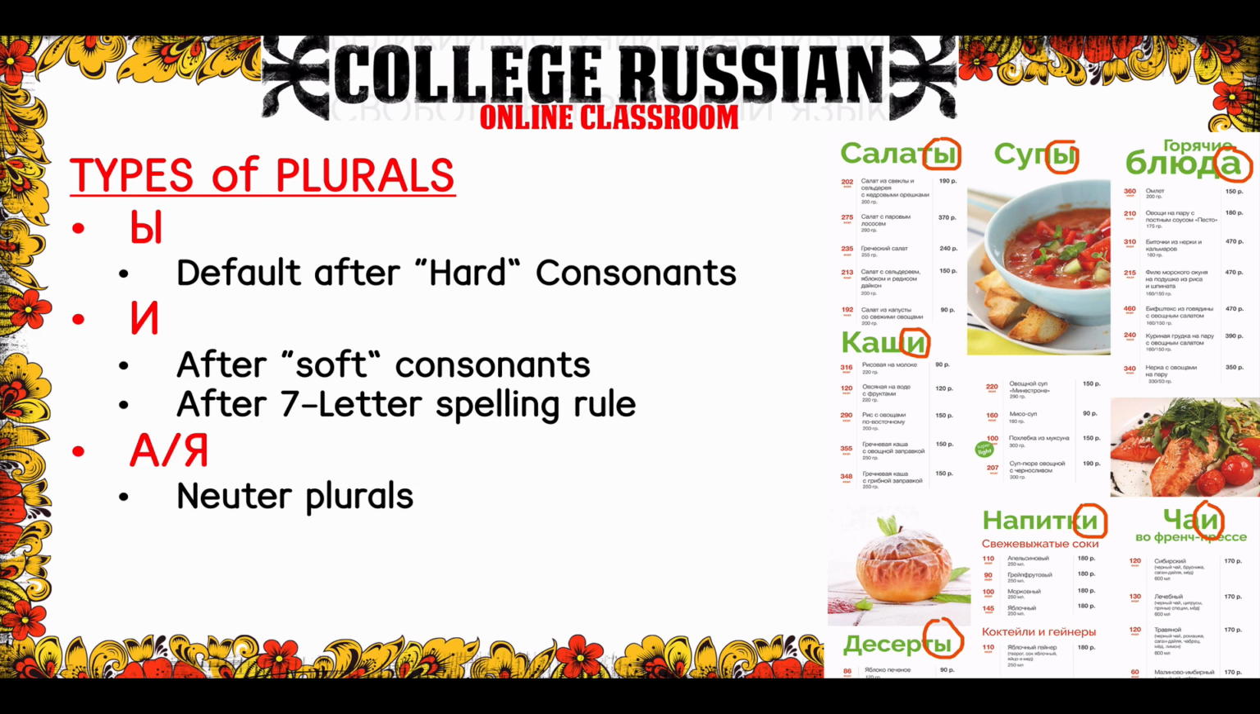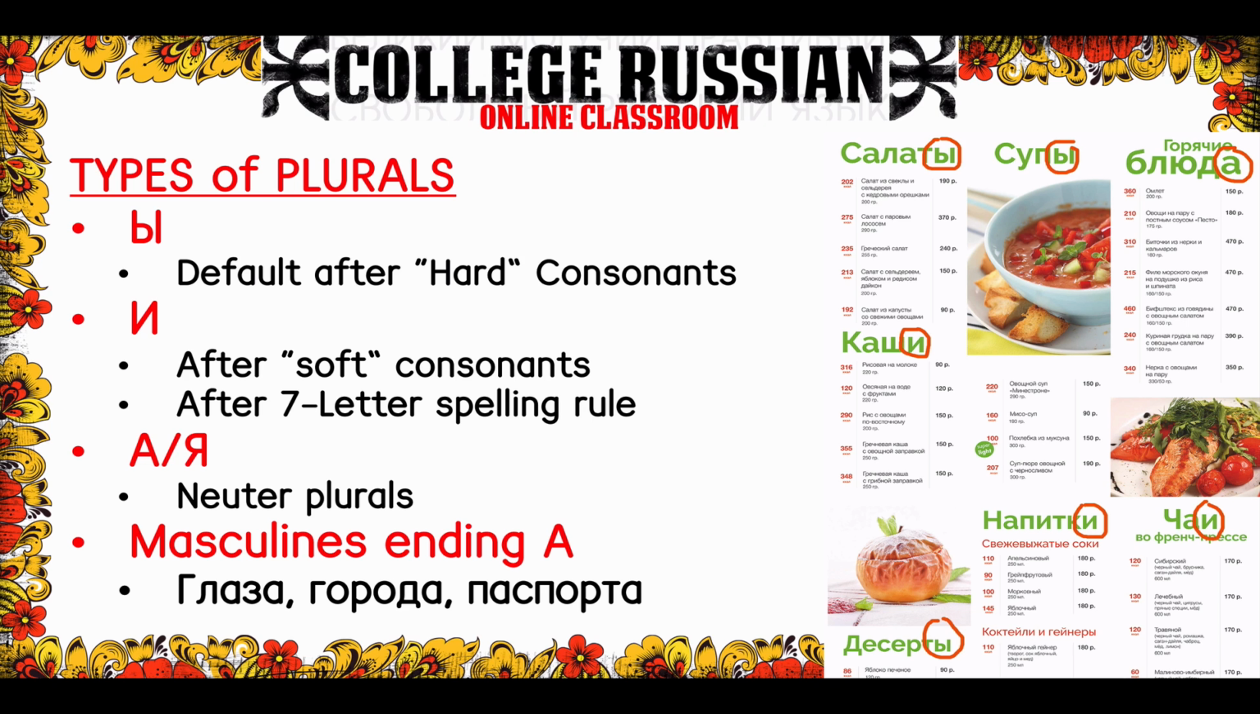The other plural that you'll see shown in this menu is а, which is weird. You'd think that would be a feminine, but if you see up here, the adjective is a plural adjective, so that's always a good hint to let you know that this is actually a plural. It's not a feminine. Otherwise, that would be горячая. So you get а and я when a neuter is being pluralized. And then lastly, we'll touch on it briefly in this video. Sometimes you will get masculines that have an irregular plural and they end in an а. For example, глаза, города, паспорта.